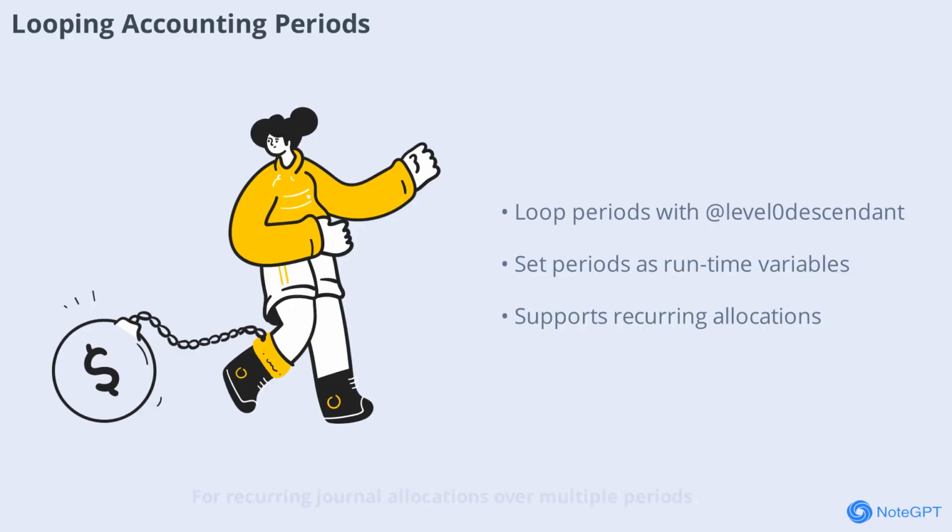For recurring journal allocations over multiple periods, you can create a formula rule that assigns balances from a source account to a target account. The accounting period can be set as a runtime variable, enabling the rule to execute each month or for all periods at once, depending on your business needs.